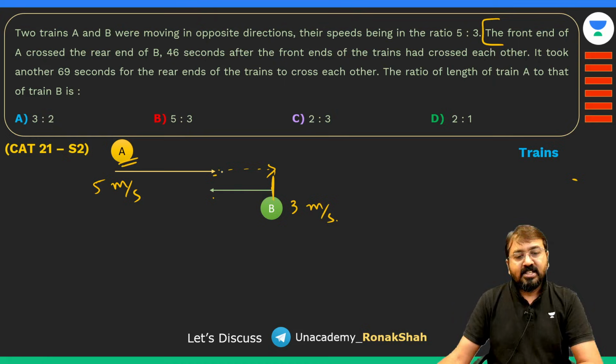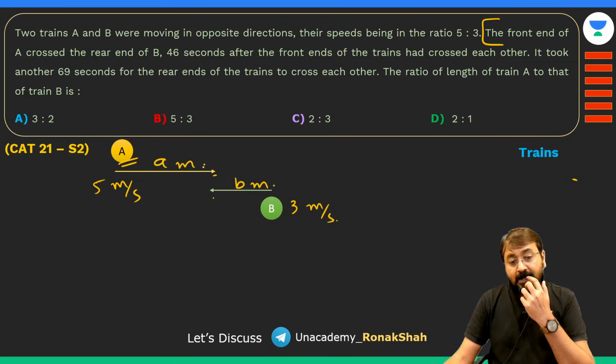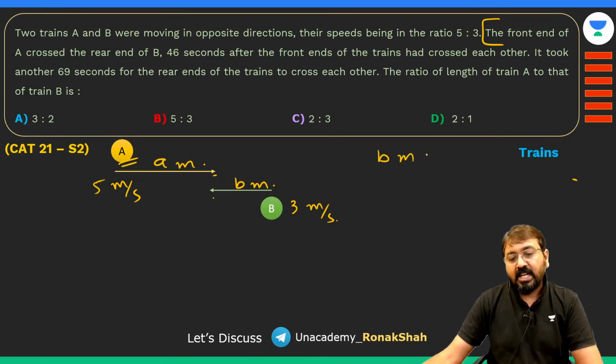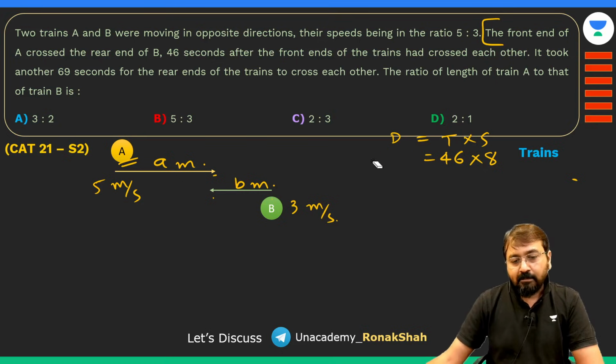At the relative speed. See, this engine has traveled this much distance, which is equal to length of the second train. So let's assume the length of second train as B meter and length of first train as A meter, right? So here the train A travels this B meter distance in how much time? In 46 seconds. So can I say distance is equal to speed into time, right? Or I can say time into speed. So time is 46 seconds, and what is the speed? So speed is 8 meter per second. Relative speed is sum of the speeds, right? So this is what we got. B is equal to 46 into 8.